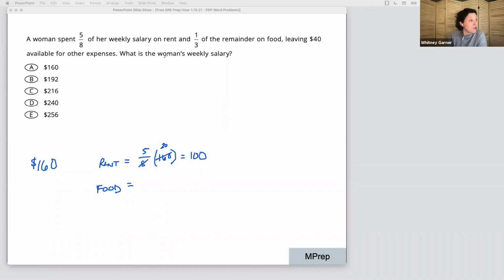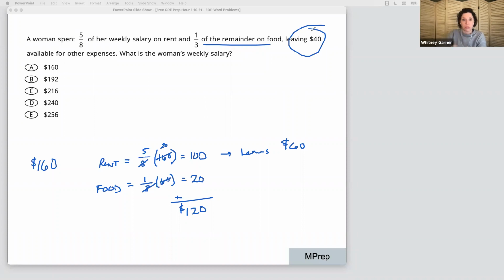So here's what I need, right? Food is a third of the remainder. So the remainder leaves $60 at the moment. Food is a third of that, which makes food $20, because it's a third of the 60. So she spent $120, which leaves $40. And that works.